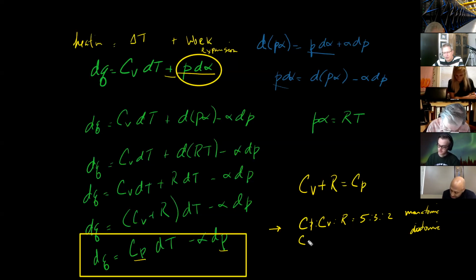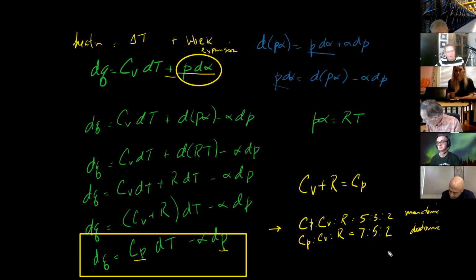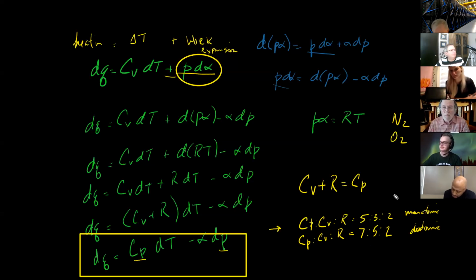For diatomic, the ratio of Cp to Cv to R is 7 to 5 to 2. Which makes sense. So if you look at 1004 to 717 to 287, that's what you're getting. Okay. So why is dry air considered diatomic? Well, what's most of the atmosphere? N2, O2. Right? It's got a little bit of argon, so it's not exactly the same, but whatever. Okay?